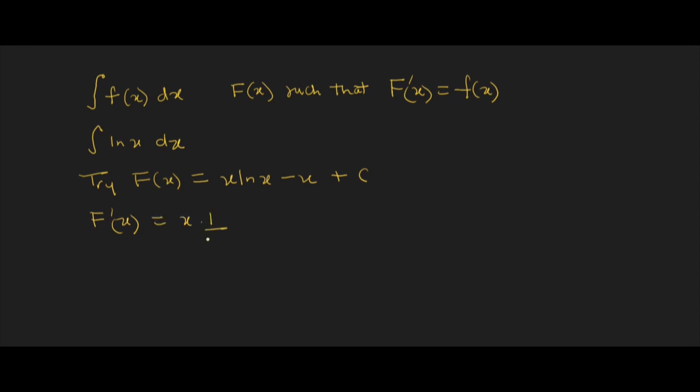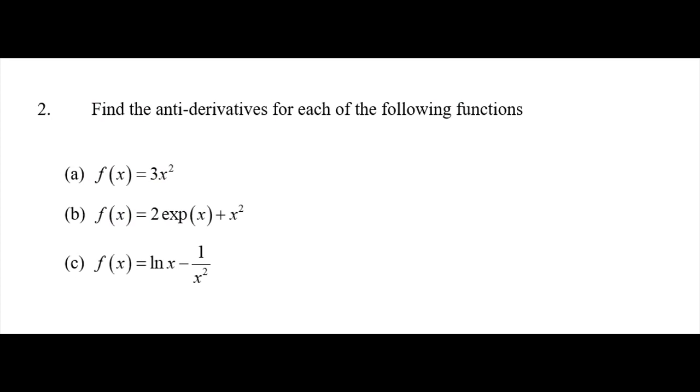So if we differentiate capital F of x, then for the first part we use the product rule, so we get x multiplied by the derivative of log x, which is 1 over x, plus log of x multiplied by the derivative of x, which is 1, minus the derivative of x, which is just 1, and of course the constant drops out. So we're left with log of x. So we've proved that this is in fact the integral. Now we can use that in our next problem.